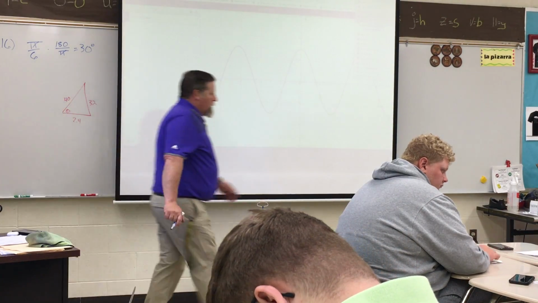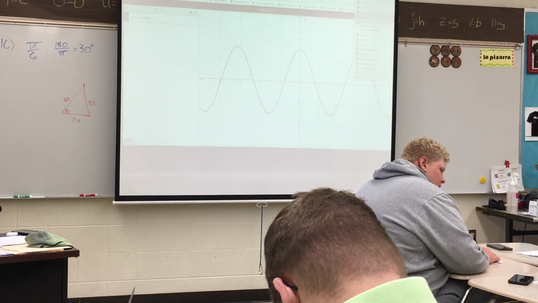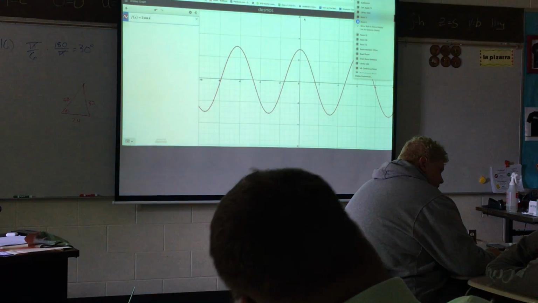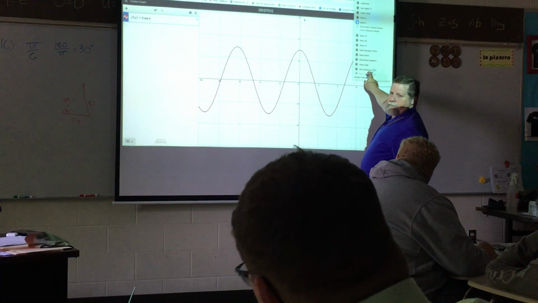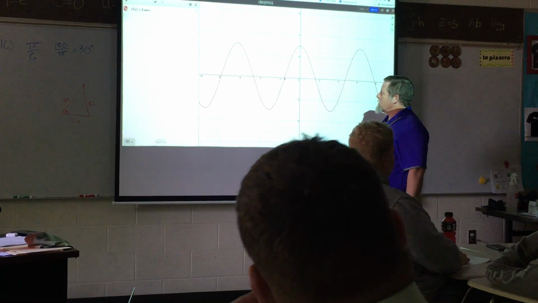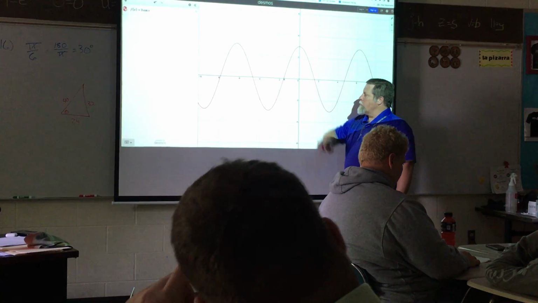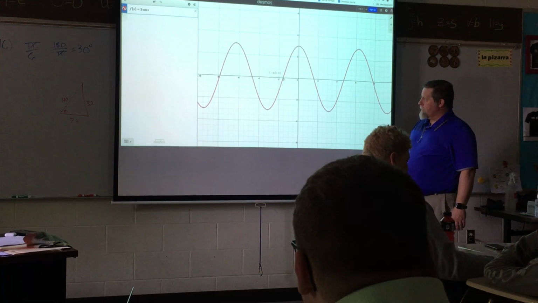Okay, so here's my graph. All I did is open up Desmos and I typed in the graph. It asked me to find the zeros. Zeros are where y equals 0. So can you click on each of the zeros in this graph? Okay, click on that. Good.